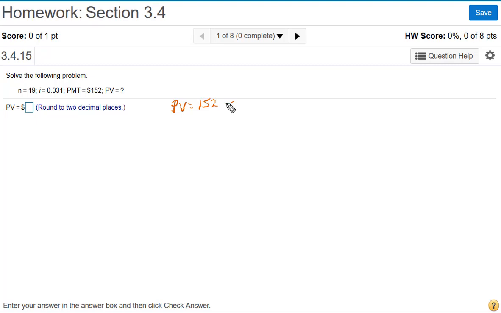And then here we have the fraction that on top has a 1 minus 1 plus I, 0.031, to the negative n, which is 19, divided by I, which is 0.031. Now we need to type that into our calculator.